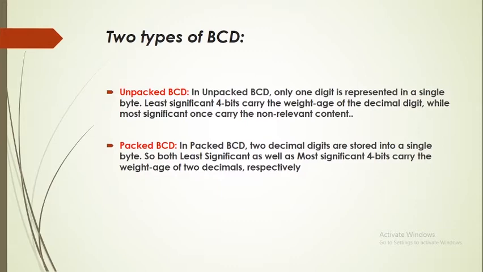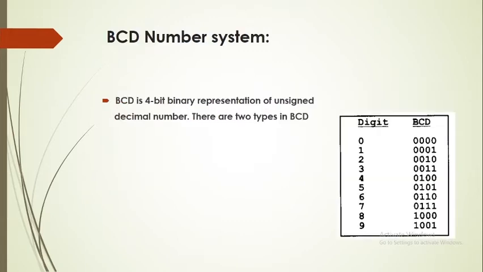And for packed BCD, a single byte has two BCD numbers in it, one in the lower 4 bits and one in the upper 4 bits. For example, if we come back to this table, 2 is 0010 in the lower 4 bits, and the upper 4 bits become 0000.